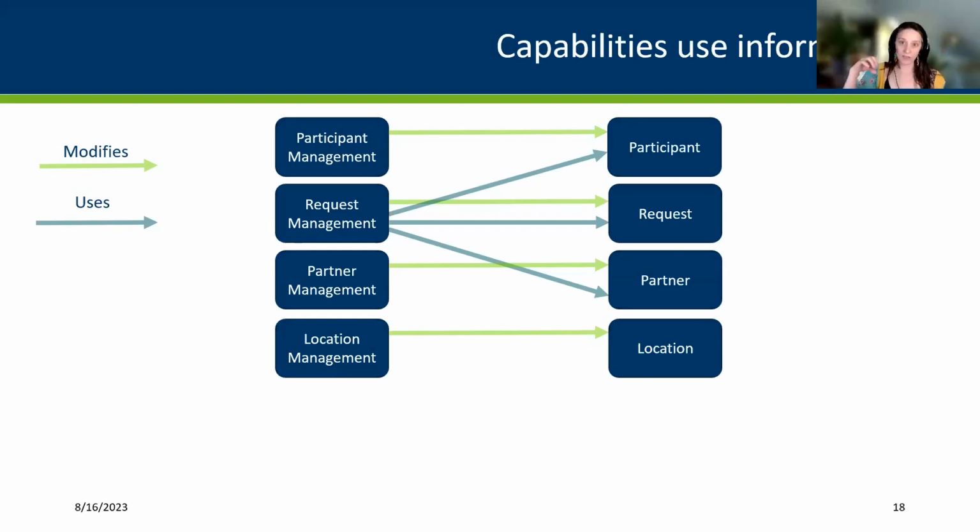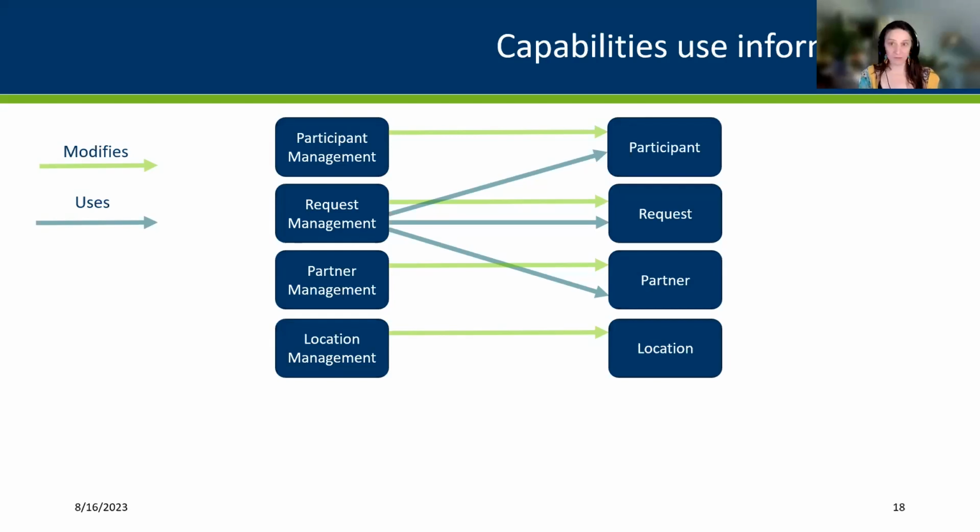Finally, once it has those pieces of information, the request can now modify itself to add that information, that metadata tag, to flag it for the right partner, and then to change its own status from unmatched to matched. And now it's ready for the request routing capability to get it where it needs to go.